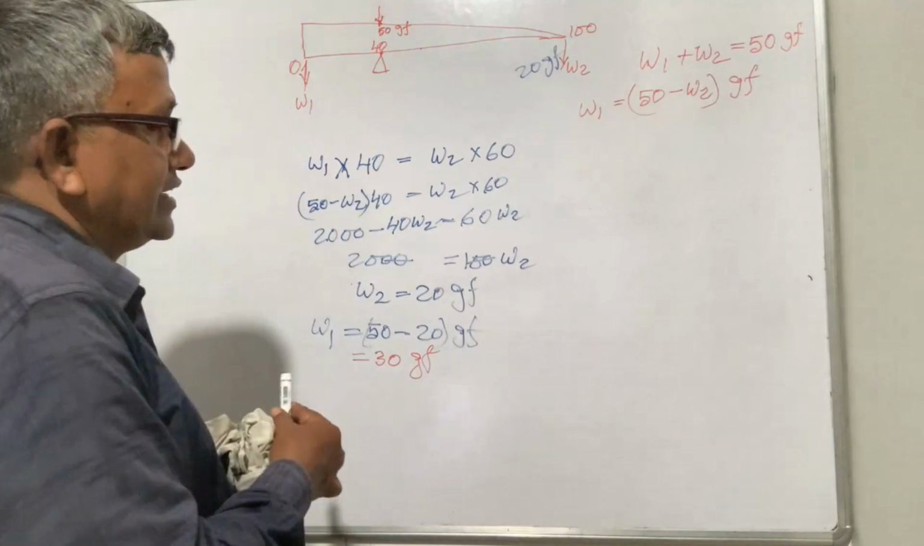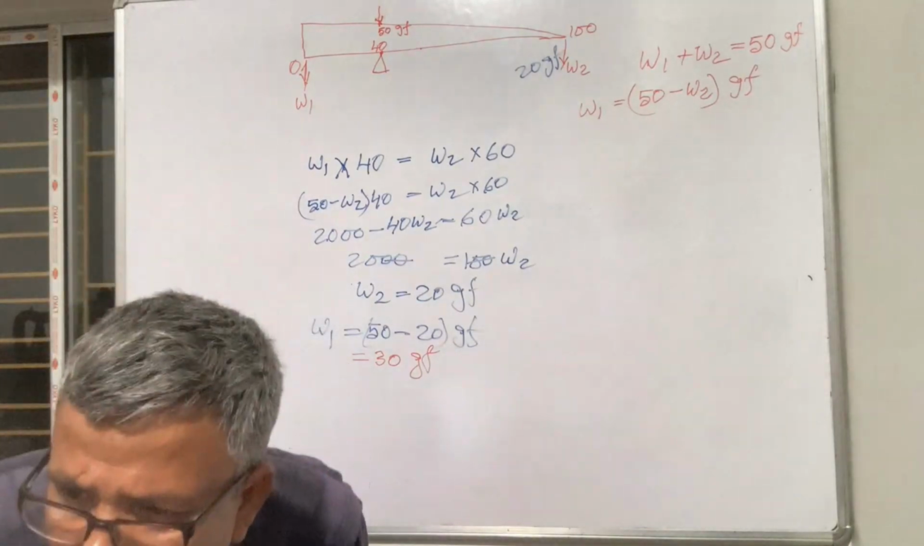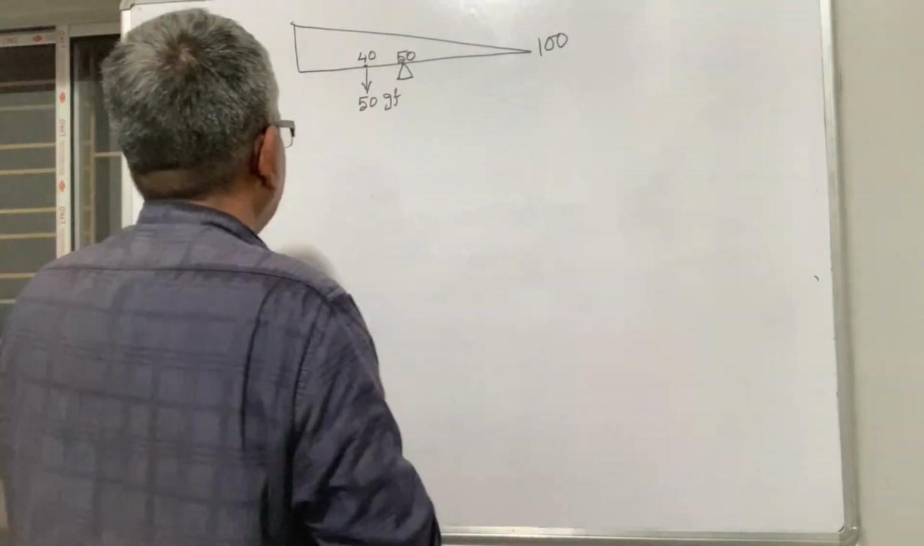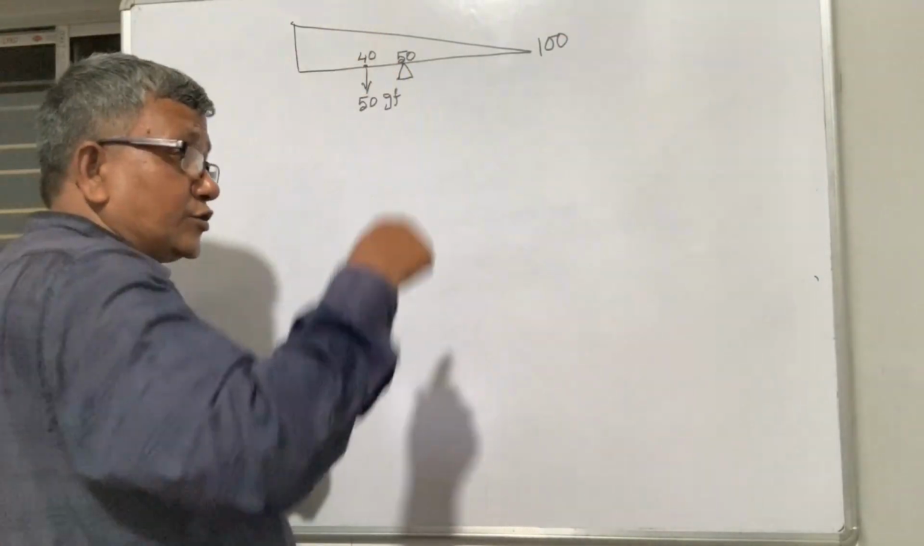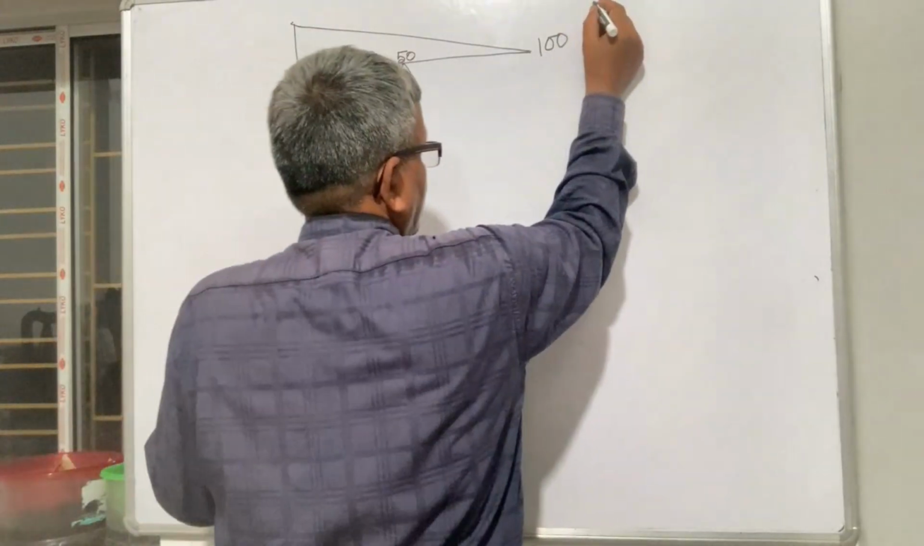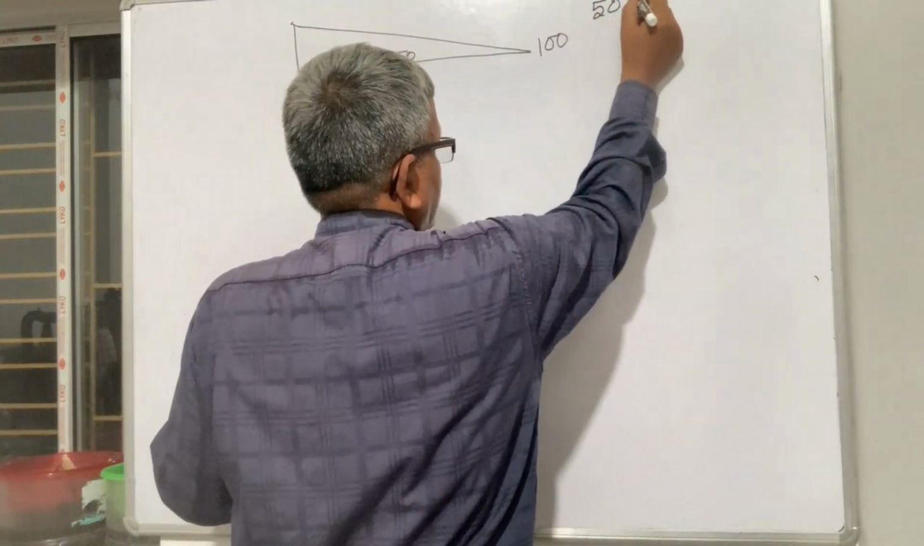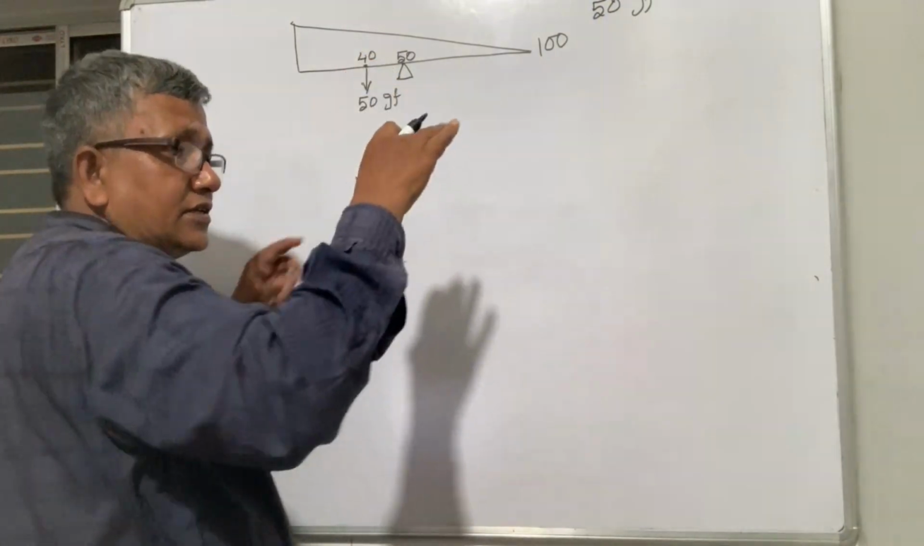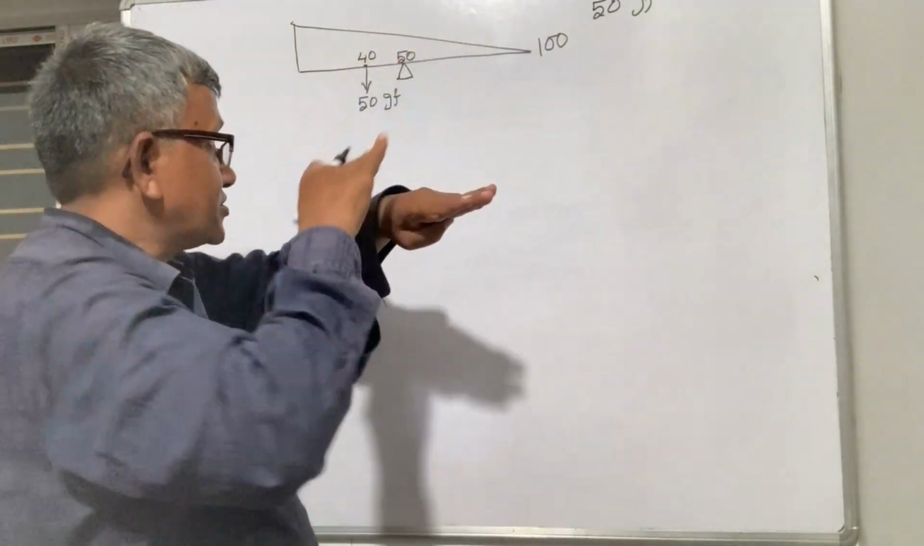Now sir, what was the second part? Second part, total weight is 50 gram force. It acts at the 40 mark. That's why it was balanced.